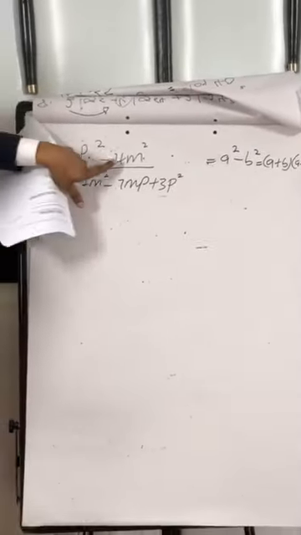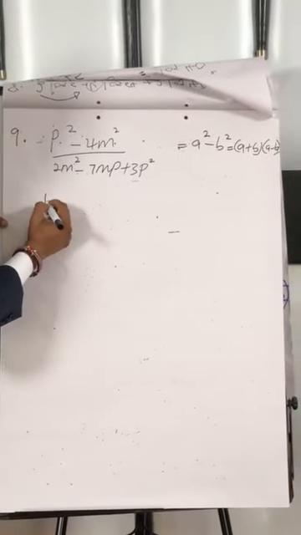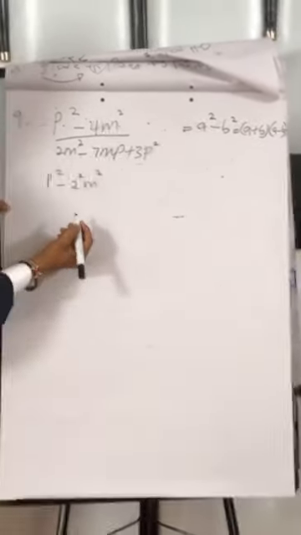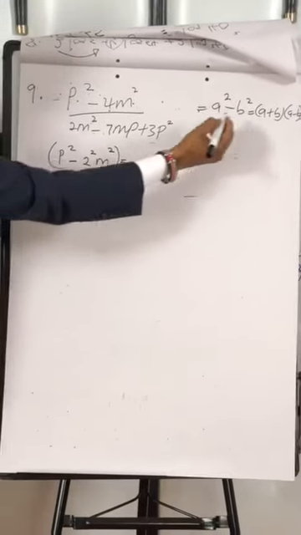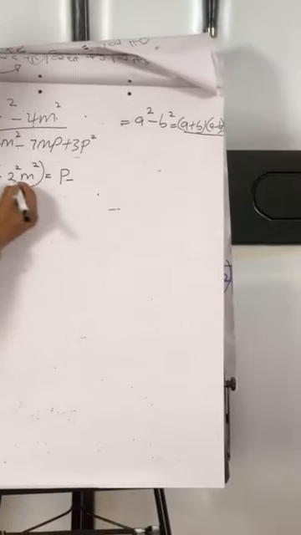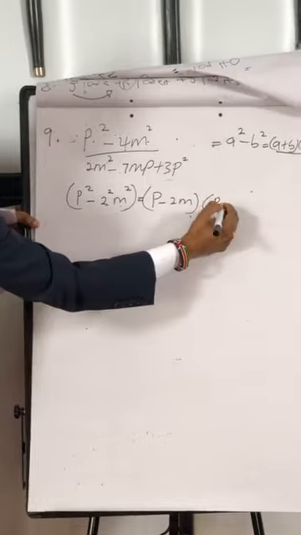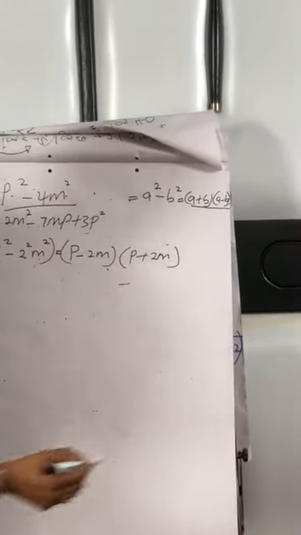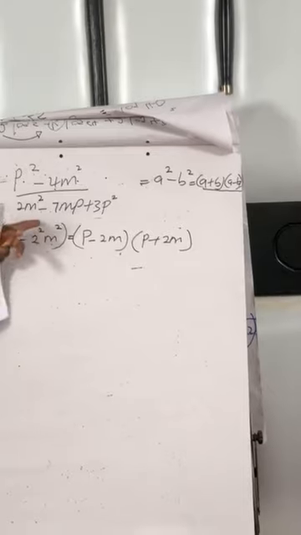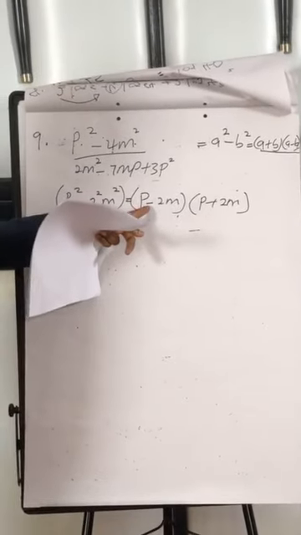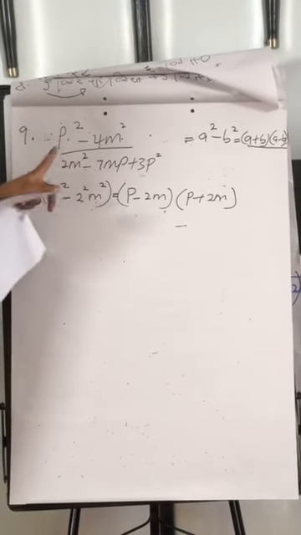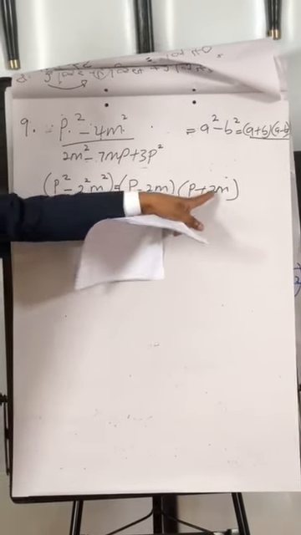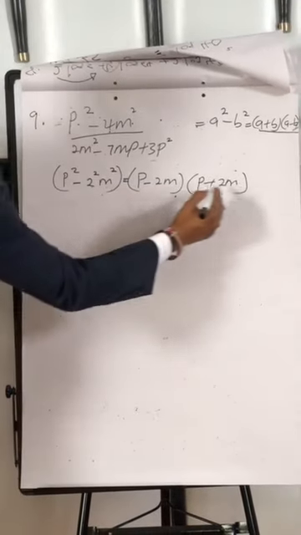Therefore, p squared minus 4m squared, you can see it is p squared minus 2 raised to power 2, m raised to power 2. So when you simplify this with the difference of two squares, you write p minus 2m into p plus 2m. A squared minus b squared is equal to a plus b into a minus b. So this is the numerator.